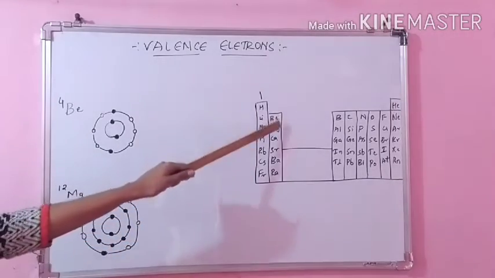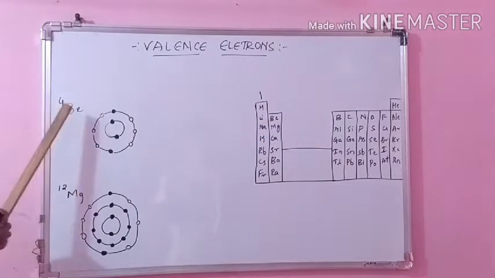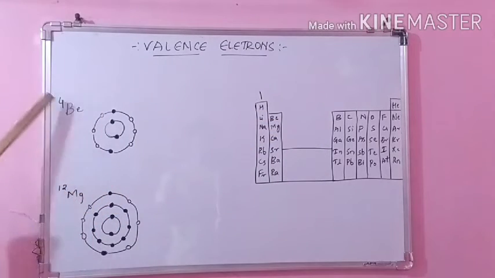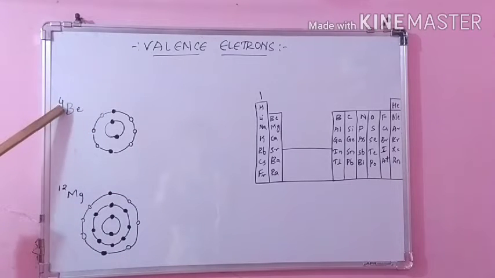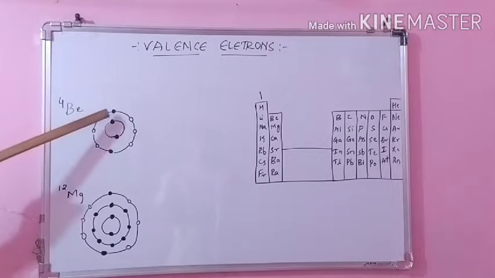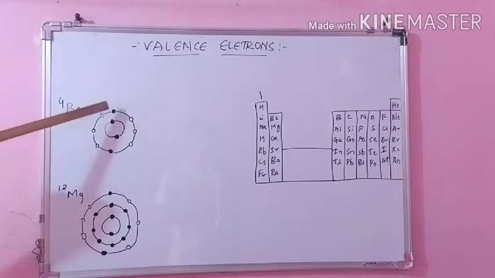Now we will move on to this. Here we will go to the alkaline earth metals. Here you can see I have taken beryllium and magnesium. Again for these two we will find the valence electrons. Here 4 protons are there, so definitely 4 electrons will be there. So I have already filled 4 electrons. In the first shell I have filled 2 and in the next shell I have filled 2.